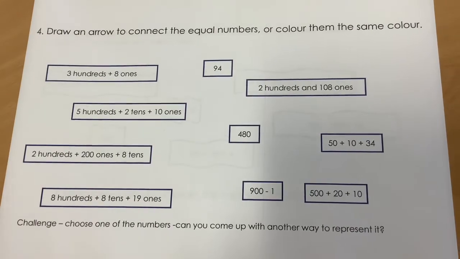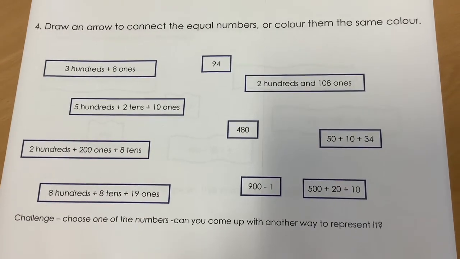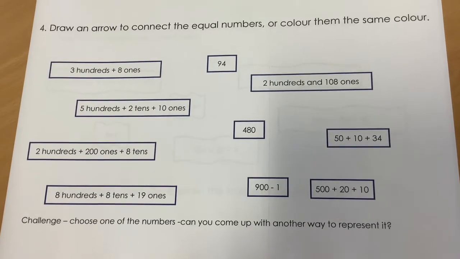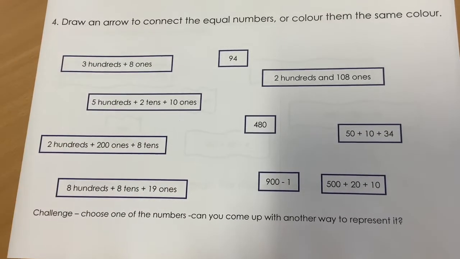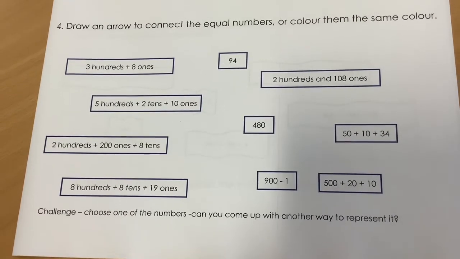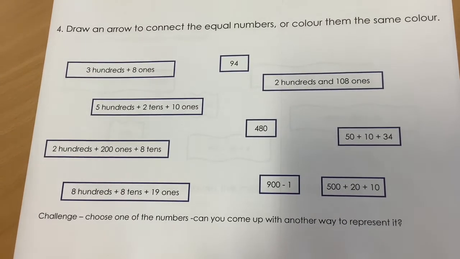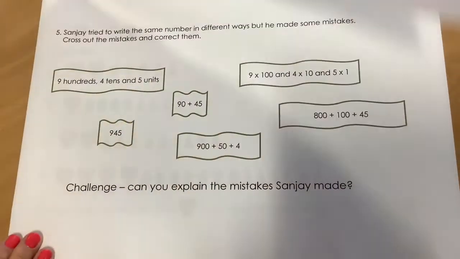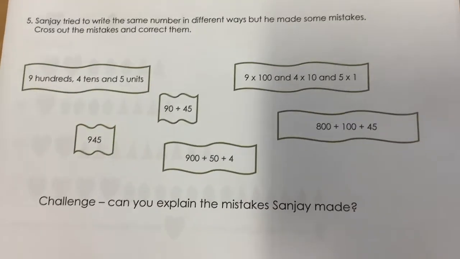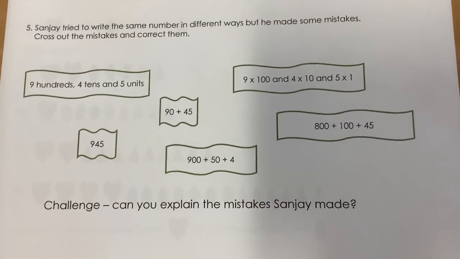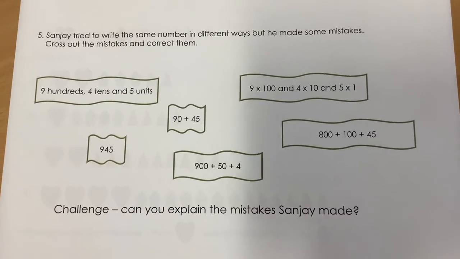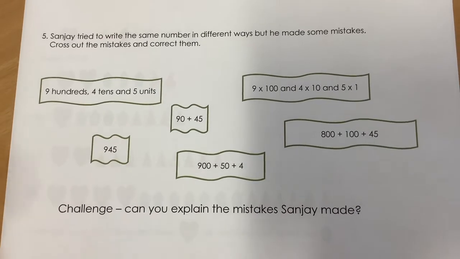So here we've got numbers represented in different ways, some of them in words, some of them in number sentences, and I would like you to draw an arrow or colour them the same colour, connecting the equal numbers. And then choose one of those and see if you can come up with another way of representing it. Sanjay has tried to write the same number in different ways, but he's made some mistakes. Can you cross out the mistakes and correct them? And then as a challenge, I'd like you to explain the mistakes that Sanjay has made.